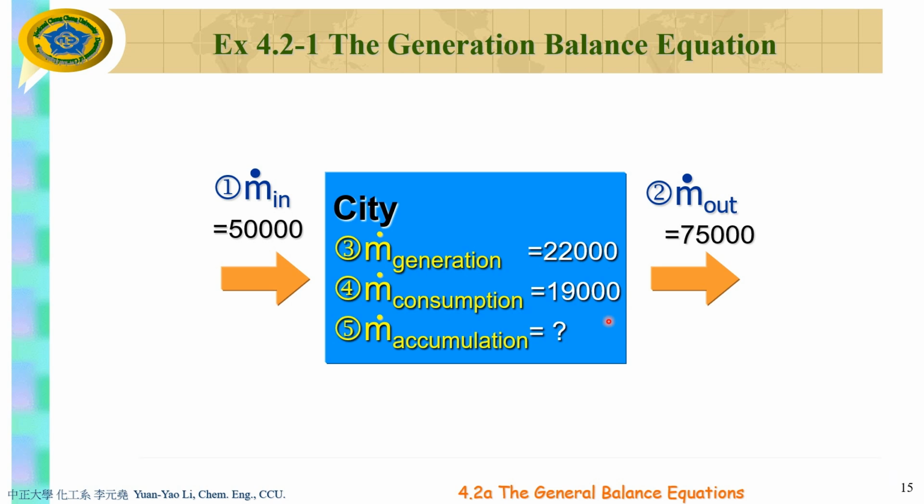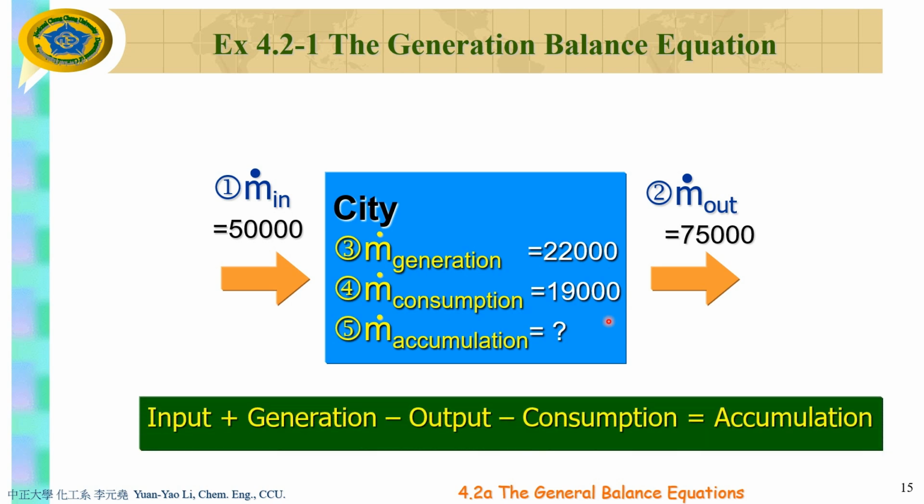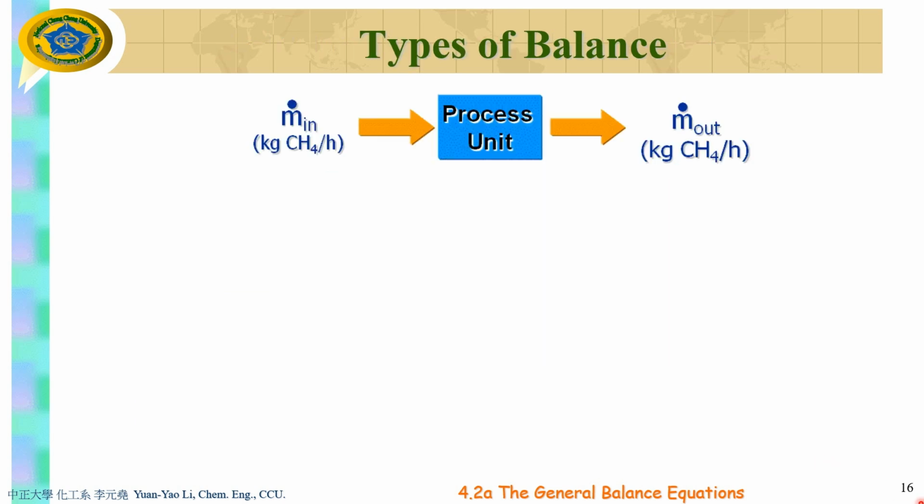Okay, this is easy. You just use the general balance equation on this example, Minxiong Town. You need to know whether this town is gaining or losing people, and by how many. So you need to know the accumulation. Please do this by yourself. Easy.